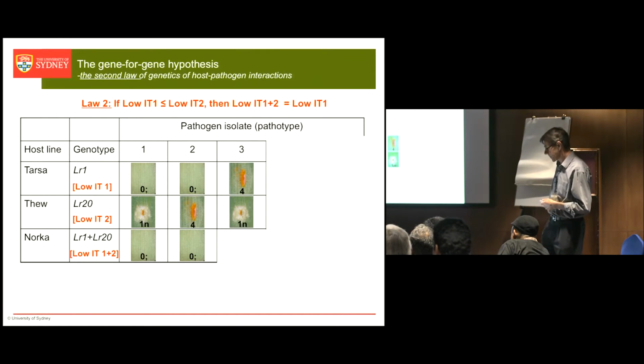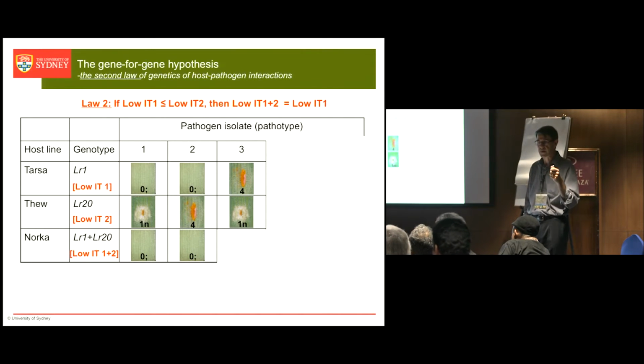Pathotype number 3. Virulent for LR1, but it carries that matching avirulence gene for LR20. What is it going to do?